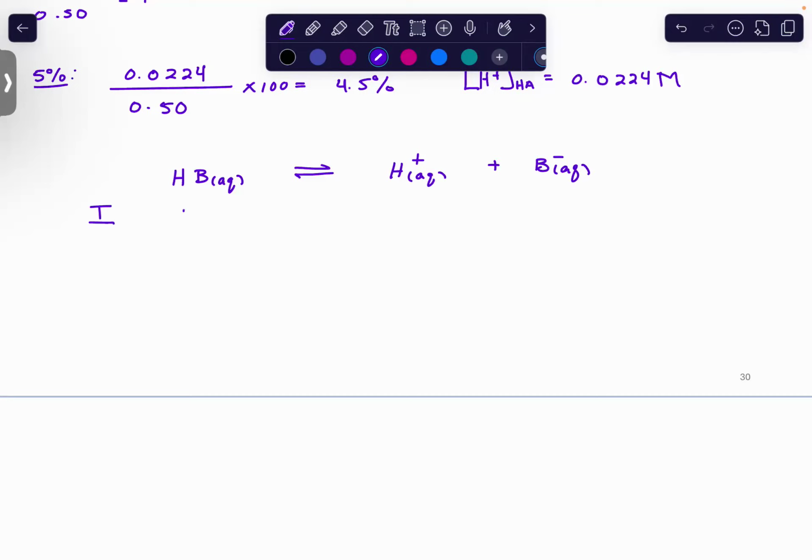Okay, our initial values this time, 0.2. Nothing and nothing. Our change. And our equilibrium values. We're not even going to do the 5% test on this one. Ka is 10 to the negative 10th. We already know for a fact that this is going to work, that we can make our assumption here.